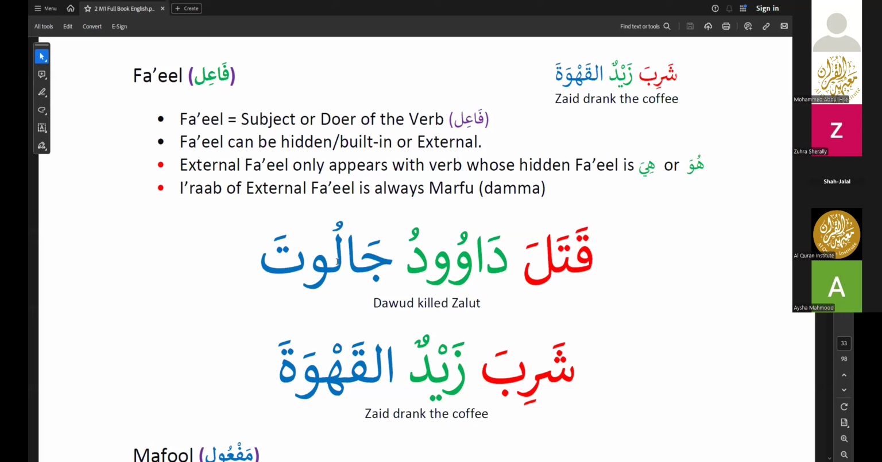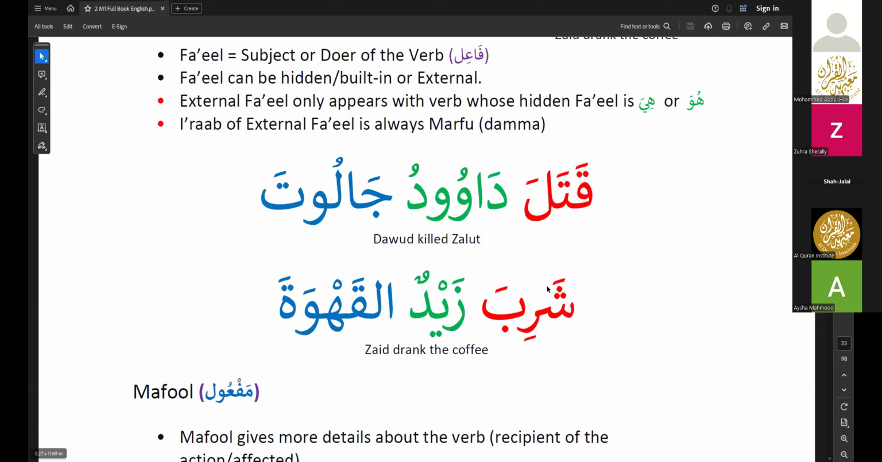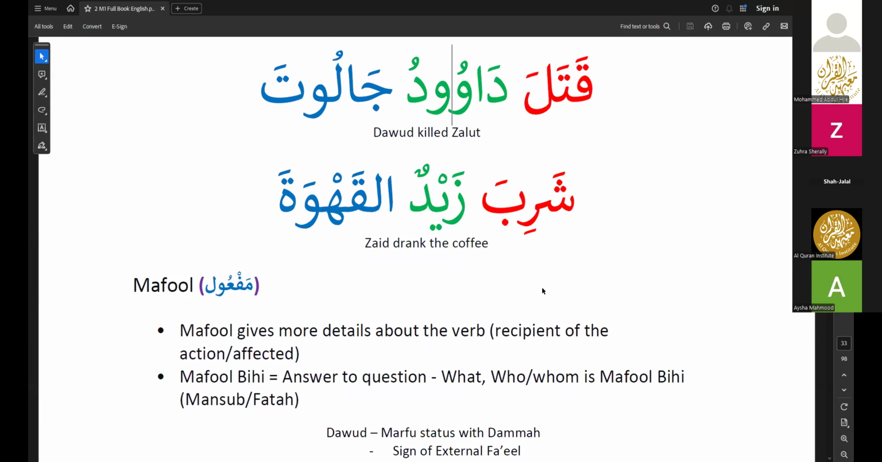But if we say Jalutu, then it will mean Jalut killed Daud. So i'rab is very important. Depending on the i'rab, we can identify whether it is fa'il or maf'ul. I'll repeat it again, so don't worry. And if you are confused, please ask me.